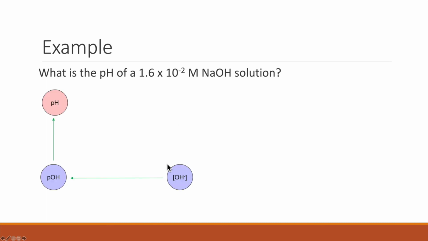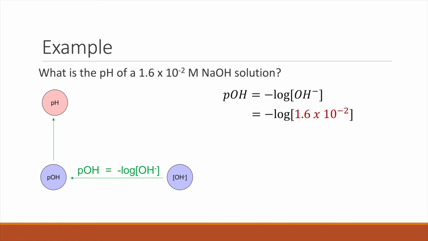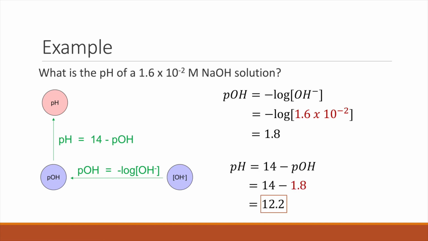So I'm going from the bottom right here up, over and up. So my first calculation here is going to be pOH equals the negative log of the concentration of OH-. So I got the negative log of that concentration. My pOH is 1.8. To find pH from pOH, I'm going to subtract that pOH from 14. So 14 minus 1.8 means my final answer is 12.2.